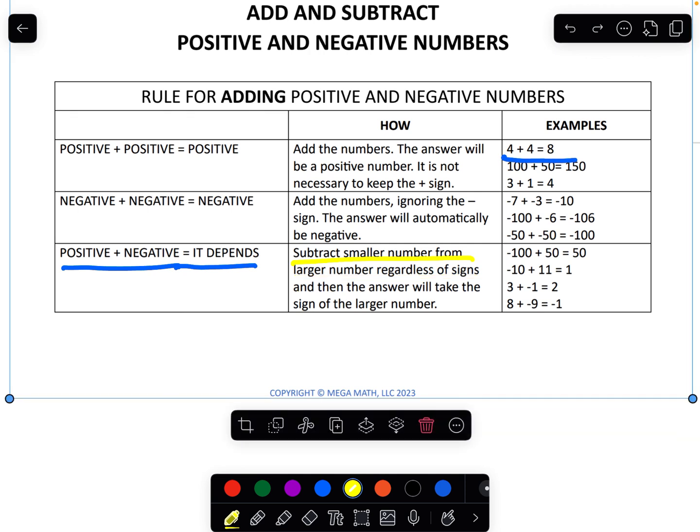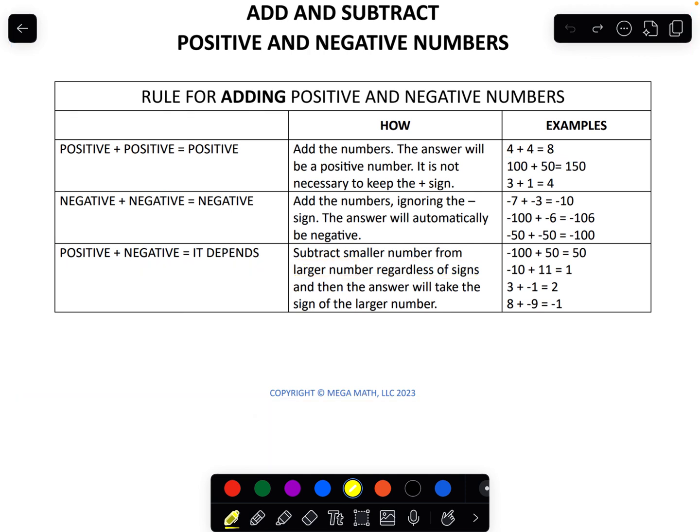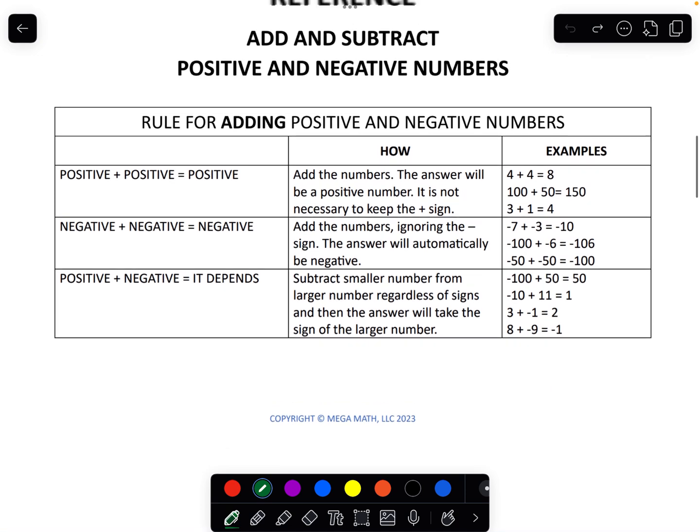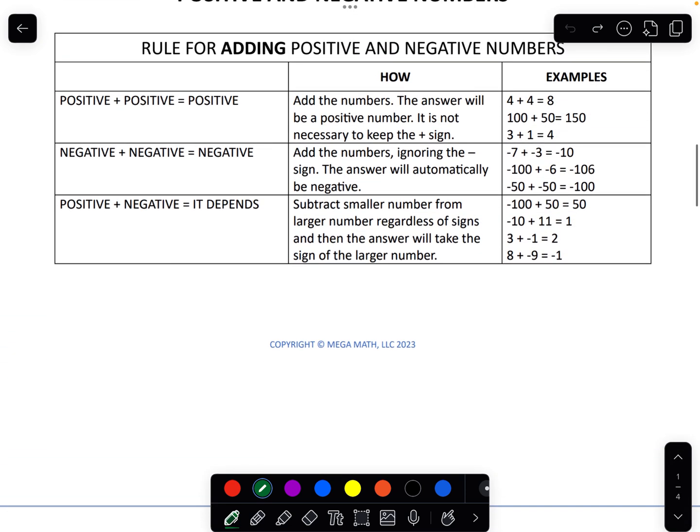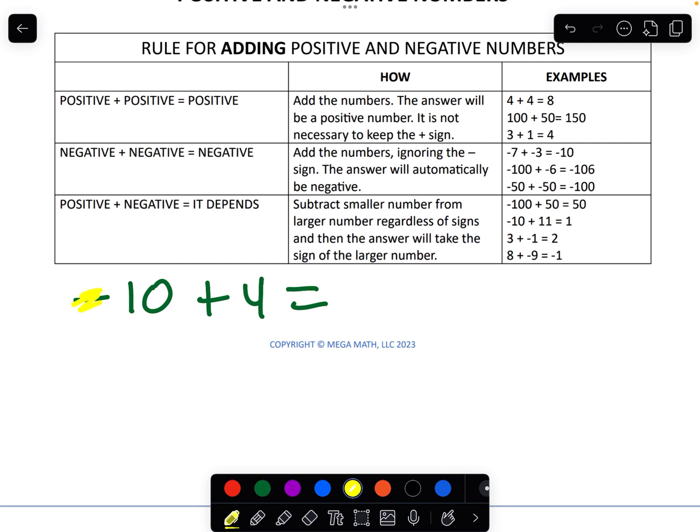As an example, let's say we have negative 10 plus 4. Well, we're going to just ignore the signs for now. And remember, there's an invisible positive sign there, and we're going to ignore it. Then we're going to take the smaller number and subtract it from the bigger number. 10 minus 4 is 6. So I know 10 minus 4 is 6.